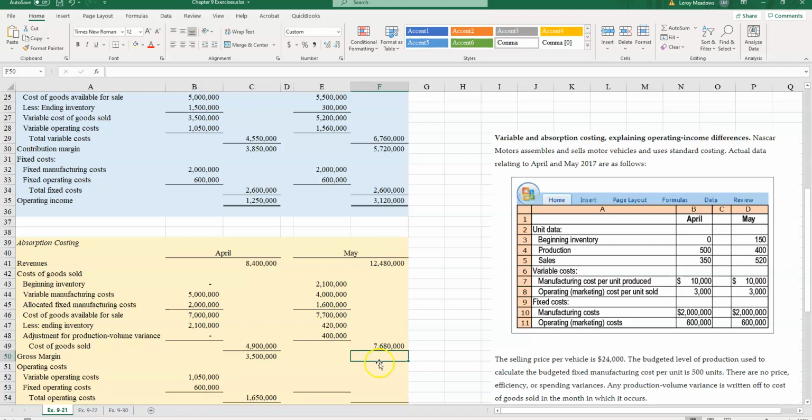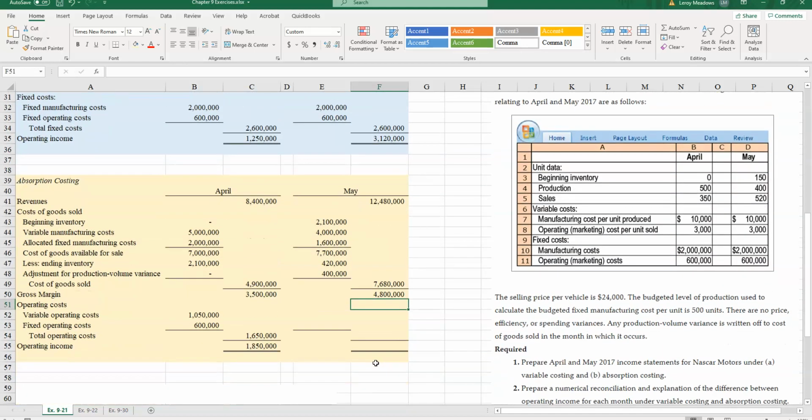So what is my gross margin here? My gross margin is simply going to be revenues minus my total cost of goods sold after the production volume variance. And that's $4,800,000.